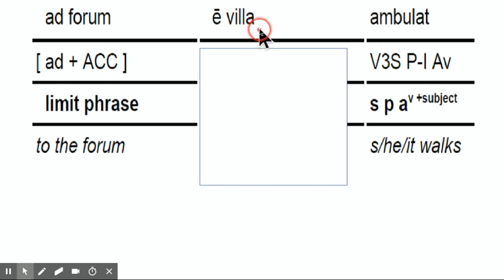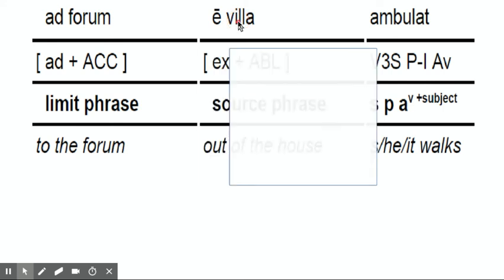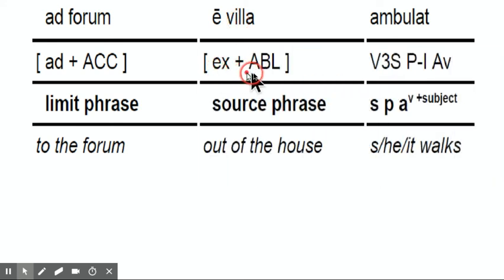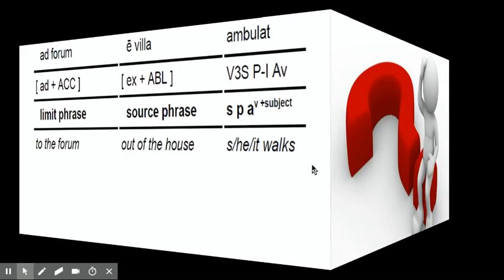E plus villa, that should be a long mark right there. E villa. I thought we learned ex. Well, it's ex before vowels and e before consonants. Ex plus ablative, source phrase, out of the house. So if you need to go back through these, there's that video lecture that's done on a slide above this video, and you can stop and write anything down there.